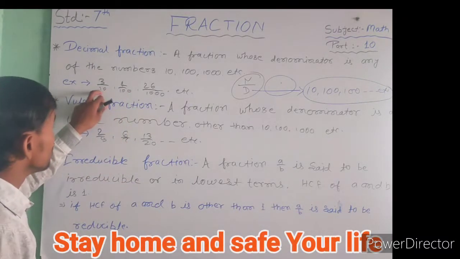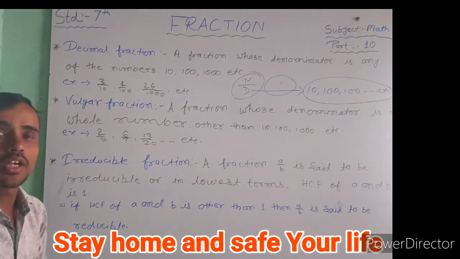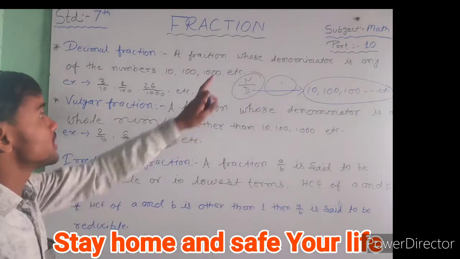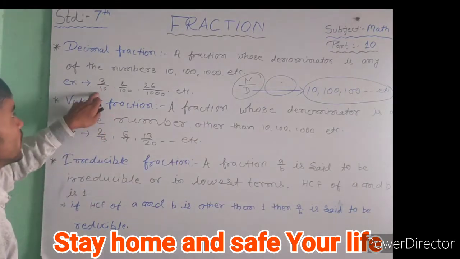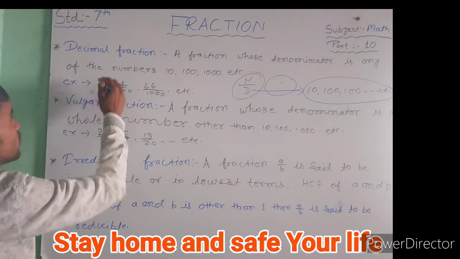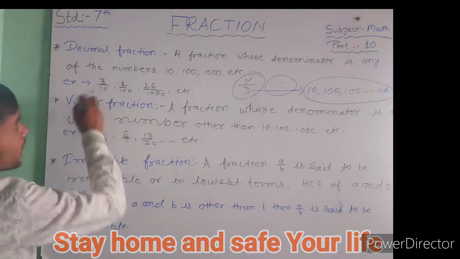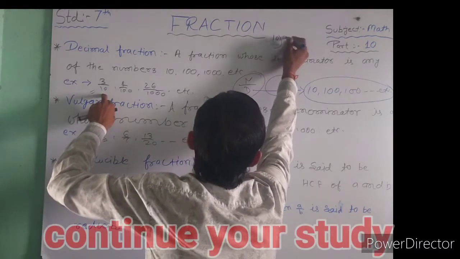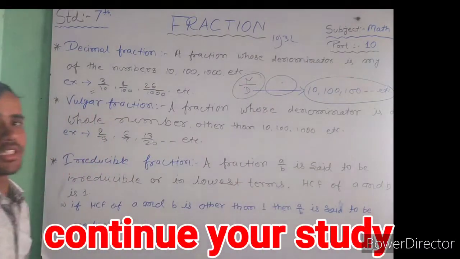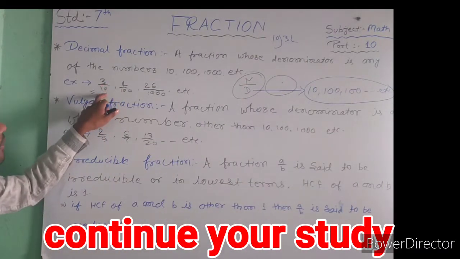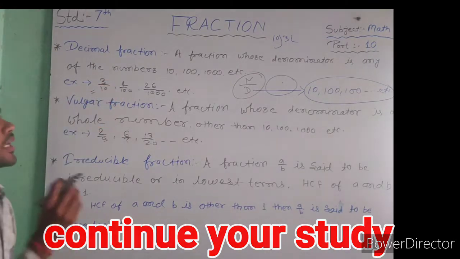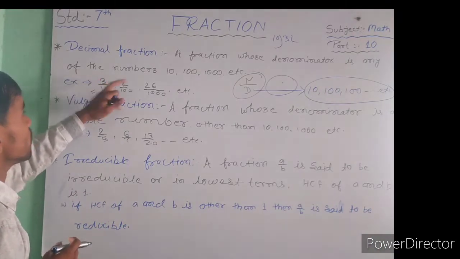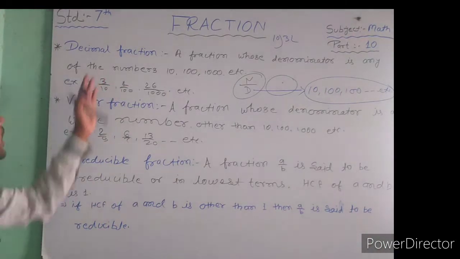Why do we call it a decimal fraction? Because when you divide by that number, you get the answer in points, which means decimal. For example, 3 by 10. When you divide, you get the answer in points. So that is a decimal fraction.